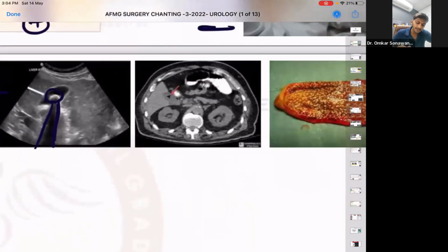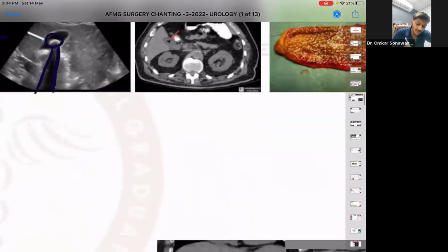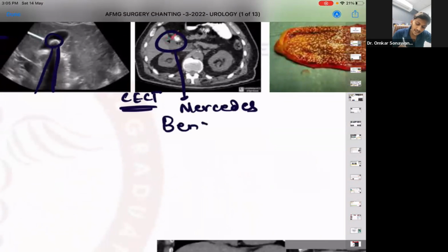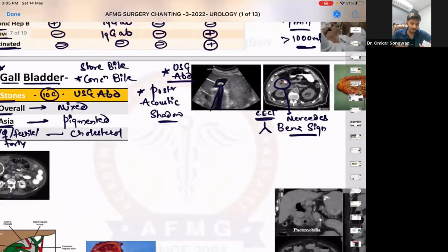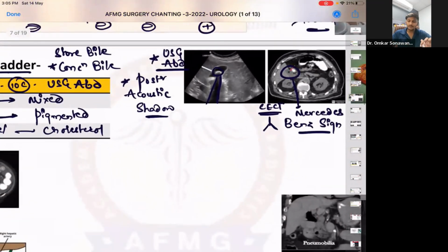If I do a CECT, okay, you can do a CECT, but it is not the investigation of choice. If I do a CECT in cases of gallstones, which sign is seen? It is known as the Mercedes-Benz sign. It is also called the seagull sign. Important.